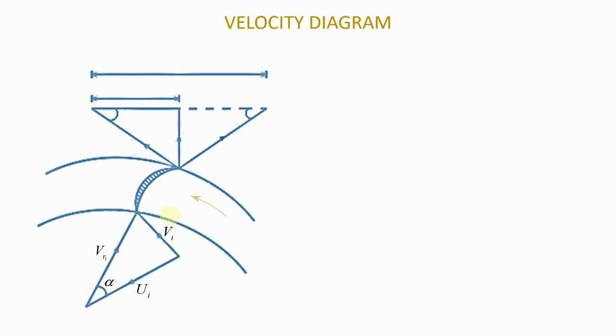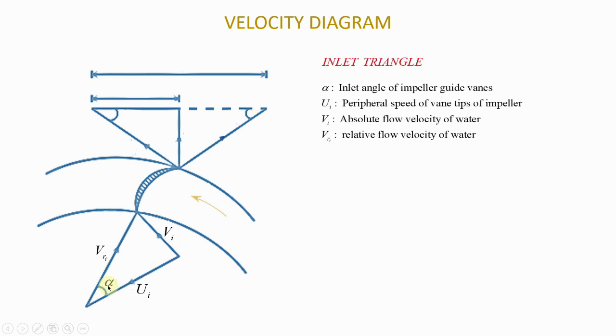Everything you see in this triangle is a velocity, and we use the subscript I because it's the inlet triangle, so all of these are inlet velocities. The angle here is alpha, and we will very soon see what everything is in the triangle. So alpha is the inlet angle of the impeller guide vane.